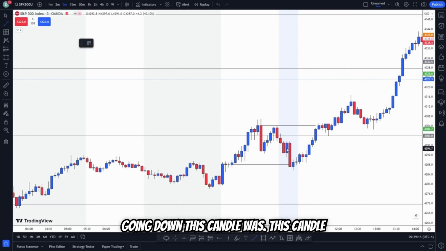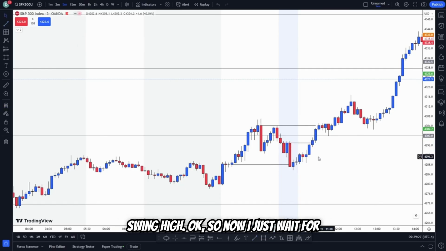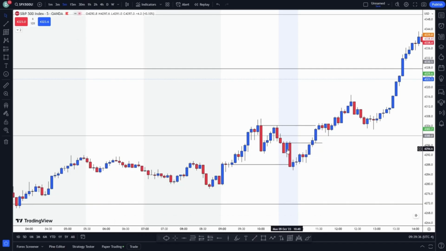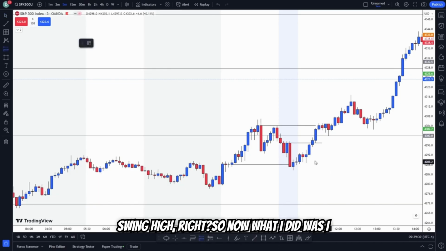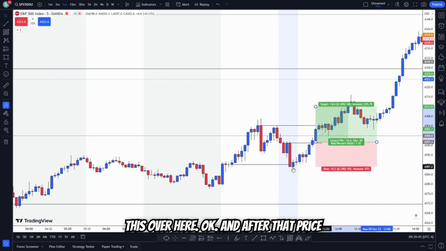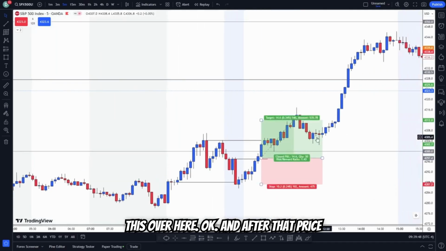So when market was going down, this candle closed above, right? So this was a green candle. And what will happen is, the market went down, so now this is our swing high, okay? So now I just wait for the swing high to be broken, and with this candle at 11:20 it broke this swing high, right? So now what I did was I just took the entry on this candle's high like this, and my stop loss was just below this over here, okay? And after that, price kept on running.